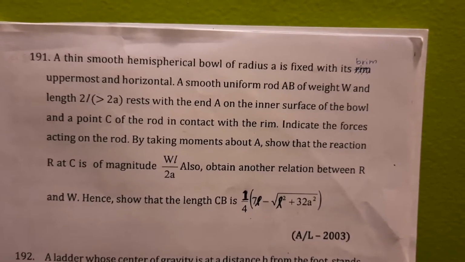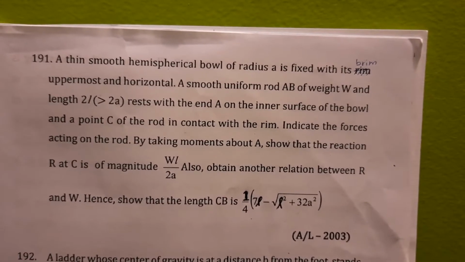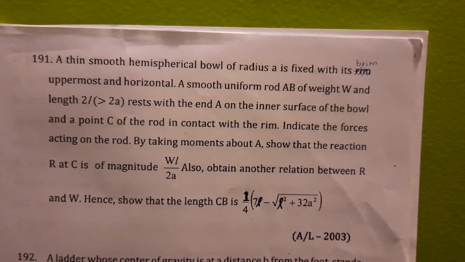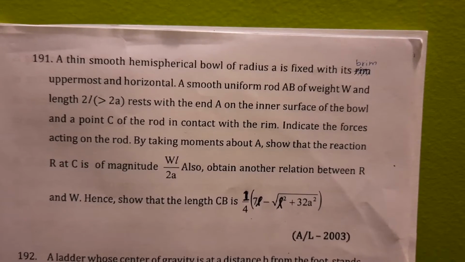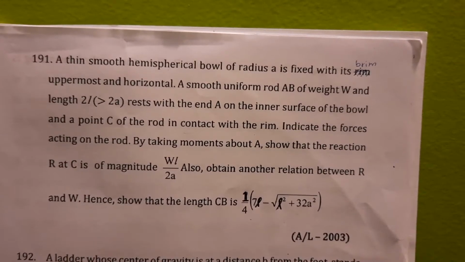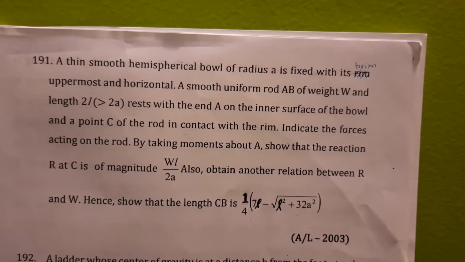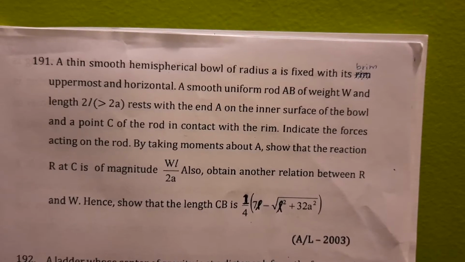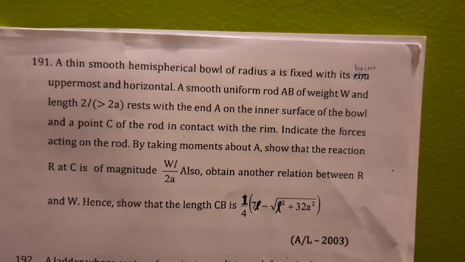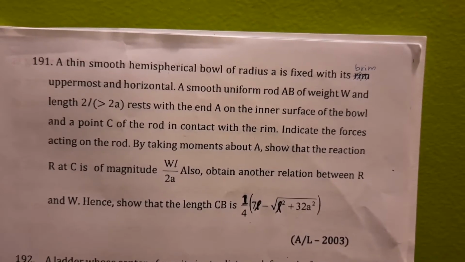Indicate the forces acting on the rod. By taking moments about A, show the reaction R at C is of magnitude WL over 2A. Also obtain another relation between R and W. Hence show that the length CB is 1 over 4 (7L minus root L squared plus 32A squared).